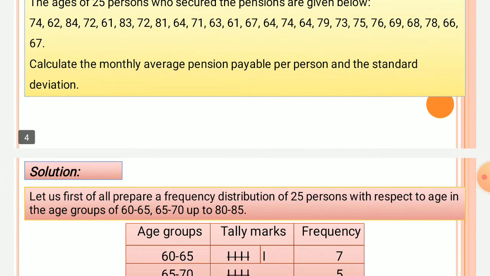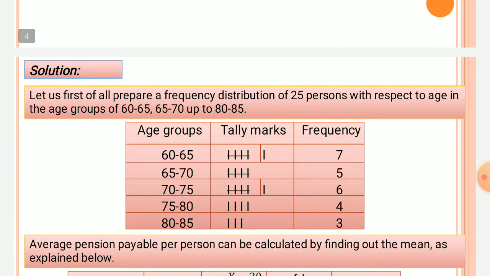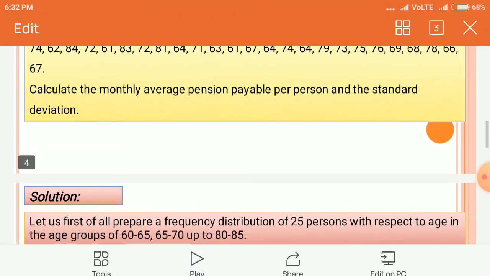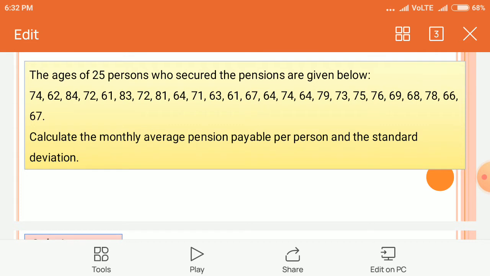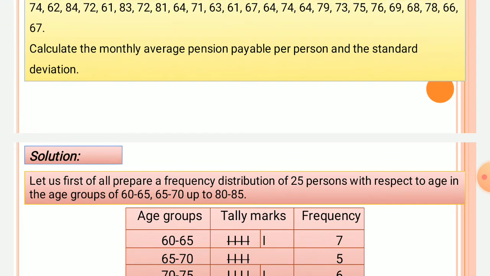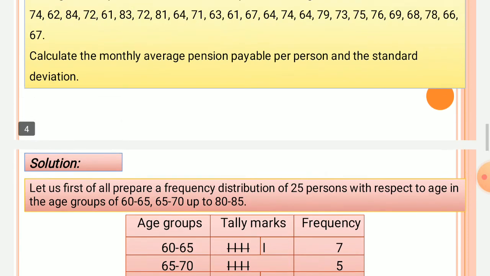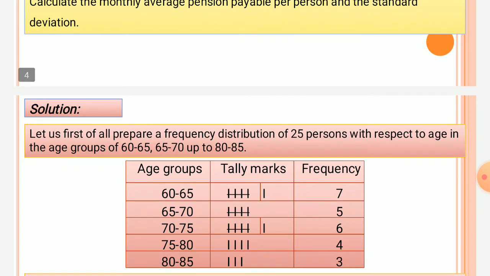So here, let us first of all prepare the frequency distribution of 25 persons with respect to age in the age groups of 60 to 65, 65 to 70, and up to 80 to 85. Age groups I write in the first column, whatever is given in the problem is to be written in the first column, and we have to find tally marks. Here tally marks mean, take 74, the age of 74. He does not come in 60 to 65. So 74 comes in 70 to 75. So he comes in the class interval of 70 to 75. For that we have to put one tally mark.